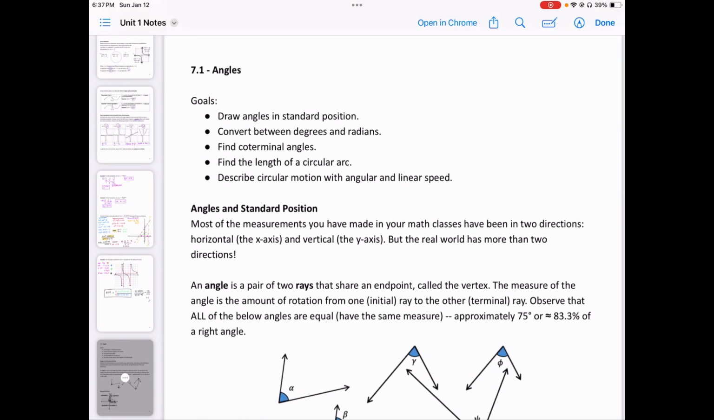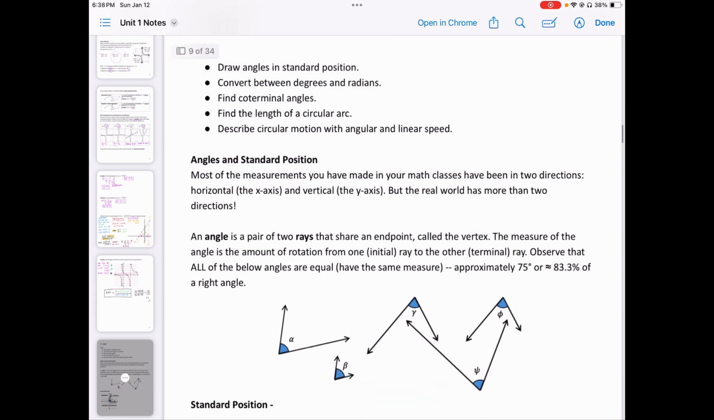Let's talk about section 7.1 angles. First, we need to talk about what standard position is. Most of the measurements that we've done in math have been in two directions, horizontal and vertical, but the real world has more than two directions. And so we'll talk about what standard position is today, and that's how we work with angles now.